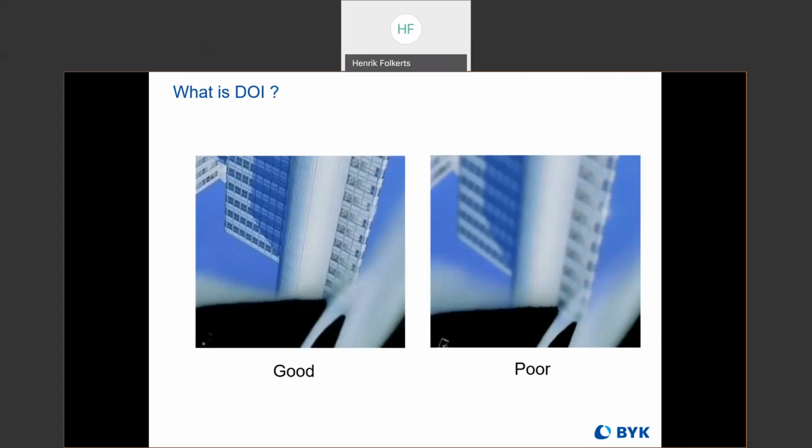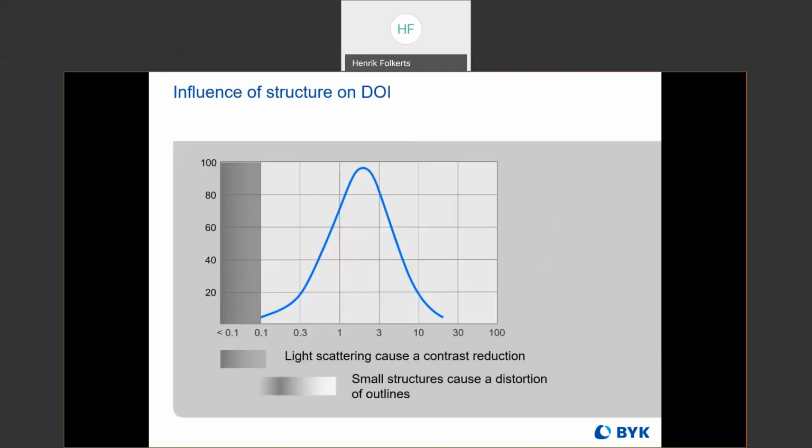DOI again stands for distinctness of image, and here we have an example of two reflected images, one with good DOI on the left and one with poor DOI on the right. Of course, this is also something that we want to be able to measure and quantify. Some synonyms or similar words for DOI are contrast, sharpness, distinctness. So, the influence of structure on distinctness of image.